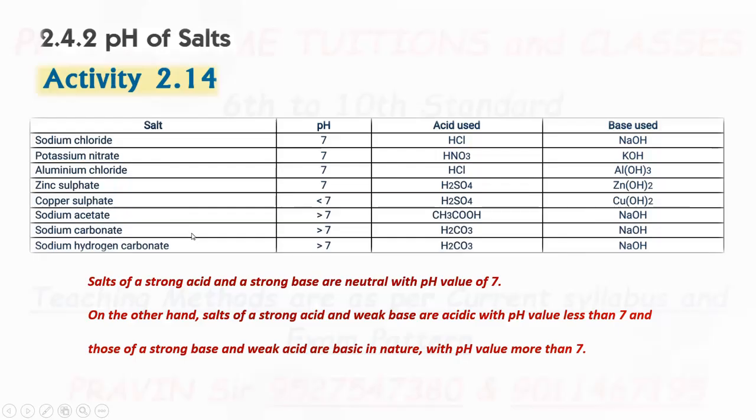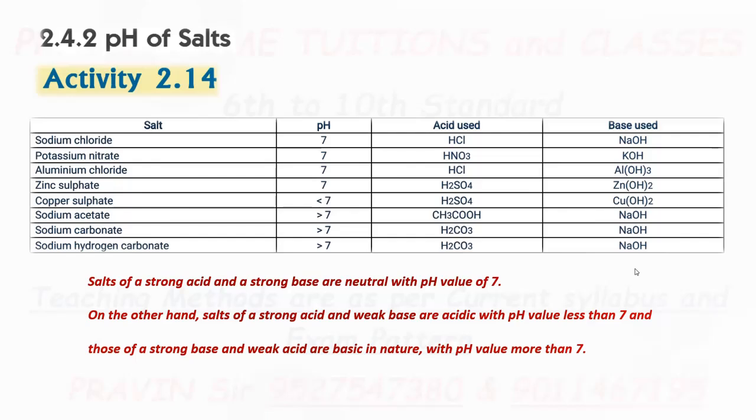Now, sodium carbonate salt is formed from the acid H2CO3 and base NaOH. pH value of sodium carbonate is greater than 7. Sodium hydrogen carbonate pH value is greater than 7. It is formed from H2CO3 and NaOH. H2CO3 is a weak acid. NaOH is a strong base.